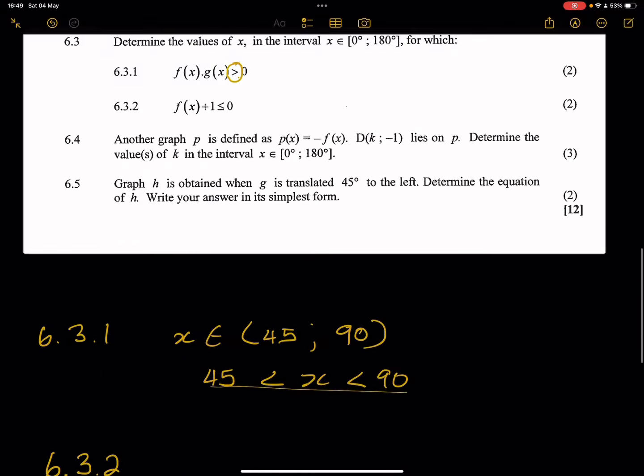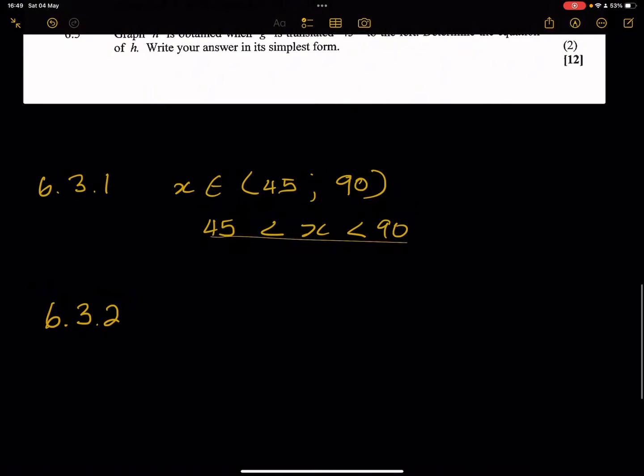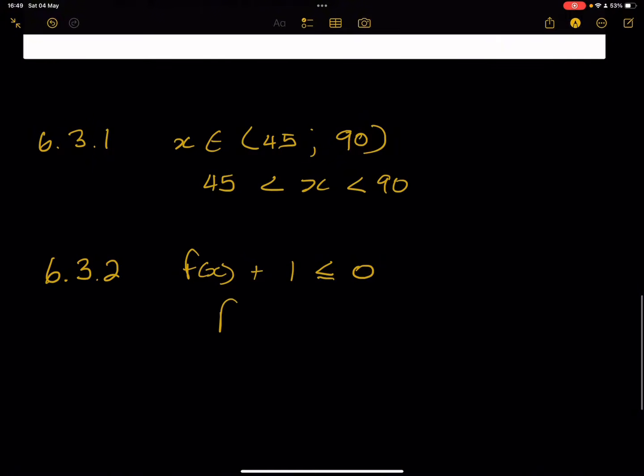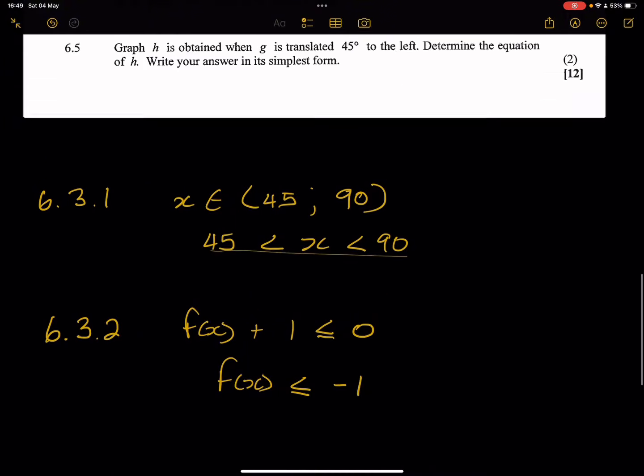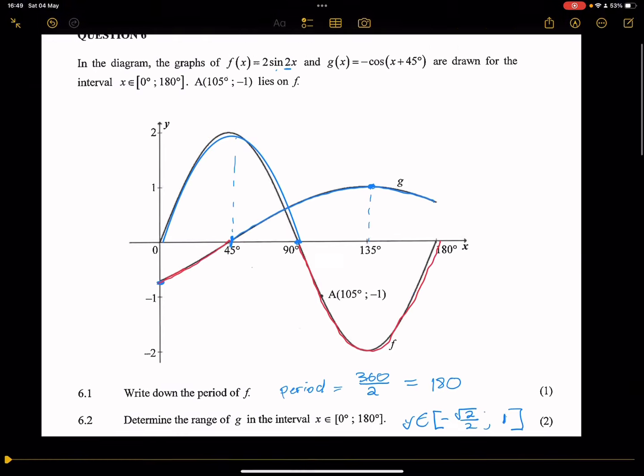Okay, they want where f of x plus 1 is less than or equal to 0. Another way to express this, we can say f of x is less than or equal to negative 1. Now, where is f of x equal to -1? Let's go to our graph.